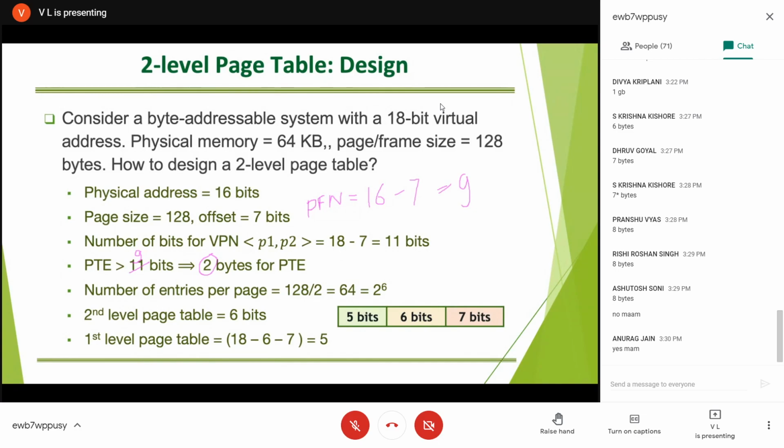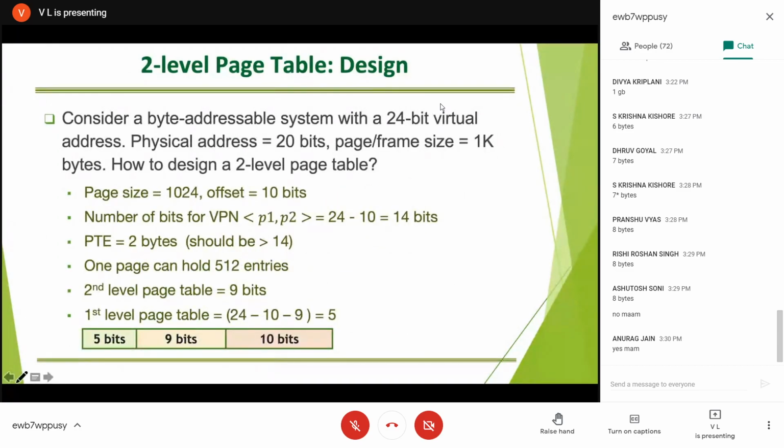So this will be 9 bits, so 2 bytes. Once we know that this is 2 bytes, then we know that one page can have only 128 divided by 2, that is 64 entries. It means 2 raised to power 6. So we need to reserve 6 bits for the second level page table or inner page table. So once you reserve 6 bits for this particular scenario, we find that out of 18, 7 bits are reserved for offset, 6 bits reserved for P2. So now you can very well find out the number of bits reserved for P1. That will be 5.